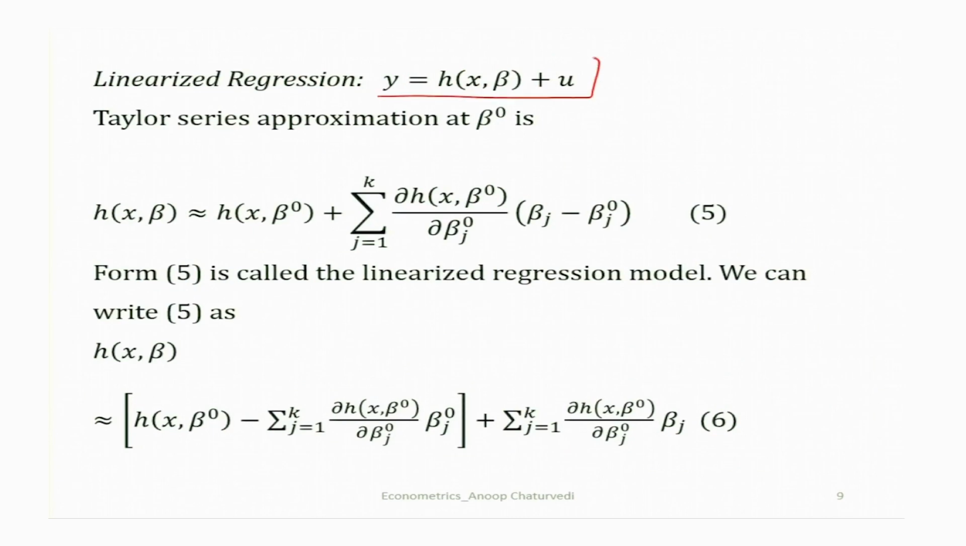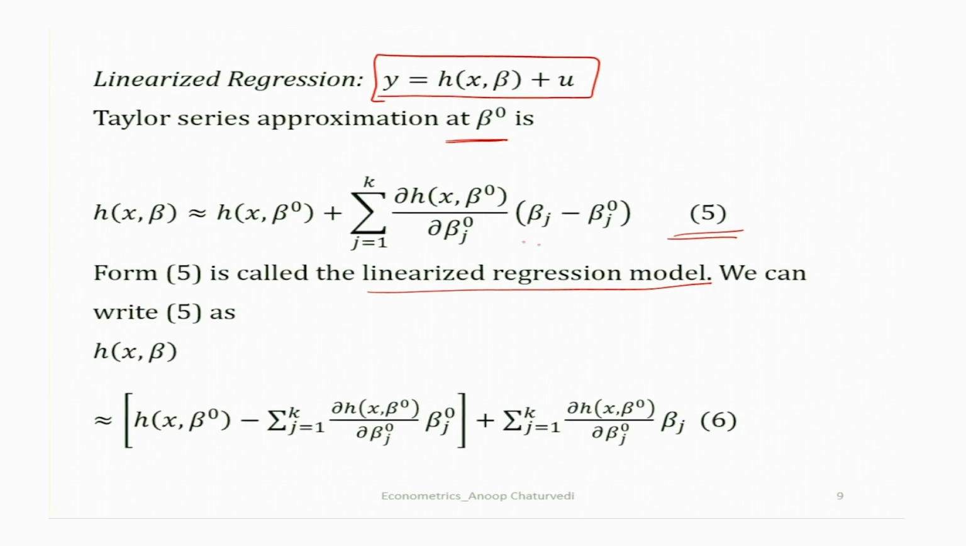Now, you have this nonlinear regression model y equal to h(x, beta) plus u. Then, using the Taylor series approximation, we write this model in linearized form. So, we use the Taylor series approximation at beta naught. At beta equal to beta naught, we have the Taylor series approximation h(x, beta) approximately equal to h(x, beta naught) plus summation j equal to 1 to k del over del beta_j naught of h(x, beta naught) times (beta_j minus beta_j naught). And then we ignore the higher order terms involving (beta_j minus beta_j naught) squared or cross products, etc. So, this form 5 is called the linearized regression model.